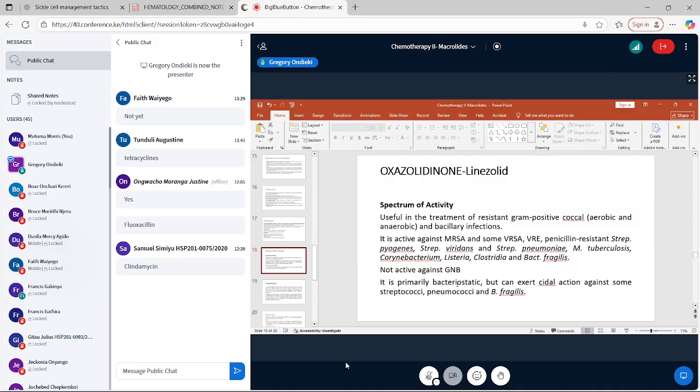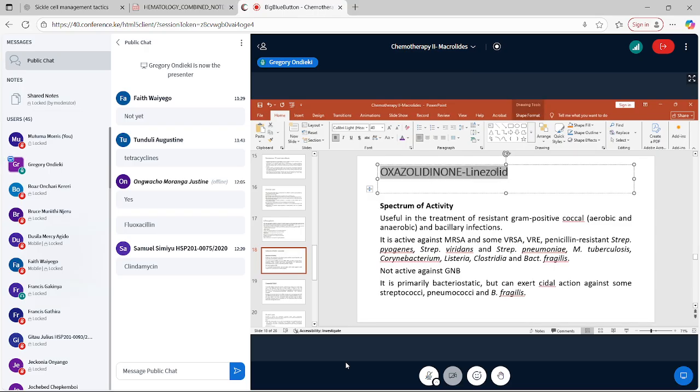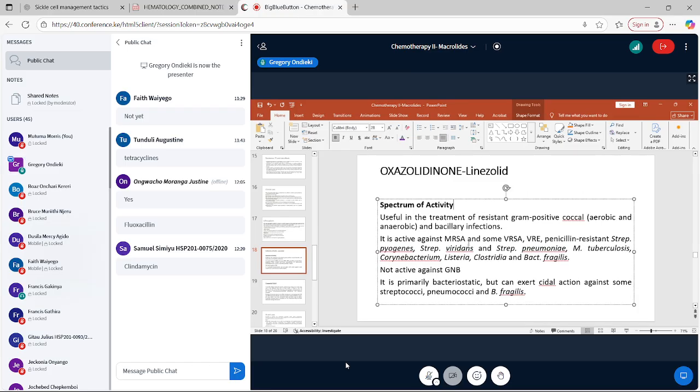So generally very useful in management of resistant gram-positive cocci. And I have to say that this is one of the very effective last line drugs that we have currently. Effective for both aerobic and anaerobic bacillary infections. Active against MRSA, VRSA, VRE. However, not active against gram-negative bacteria. It's bacteriostatic, but it can exert cidal action against some streptococci, pneumococci, and Bacteroides fragilis.